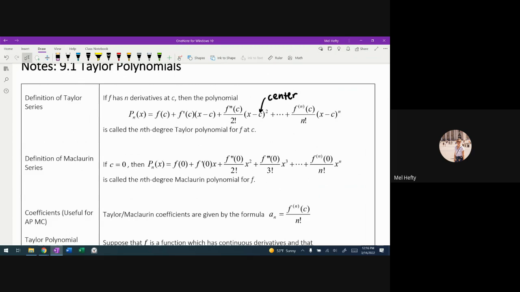So that x value where we wrote the tangent line, we're just extending that idea of a tangent line to match more and more derivatives. We call this guy the nth degree Taylor polynomial. So whatever our biggest power is, the degree. Kind of the same thing as when you did polynomials in Algebra 2. Your degree is just your highest power.